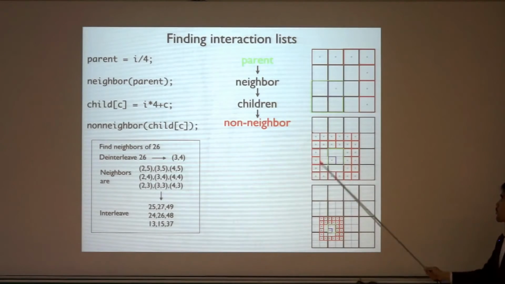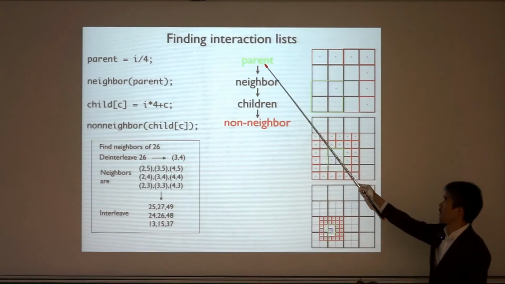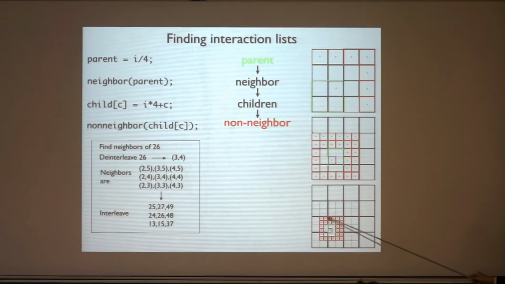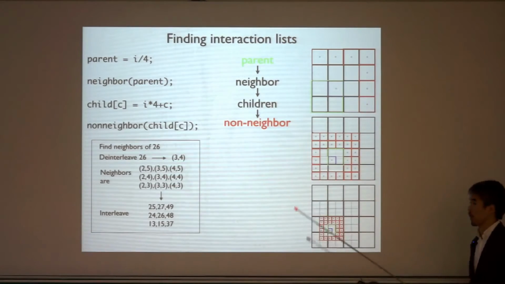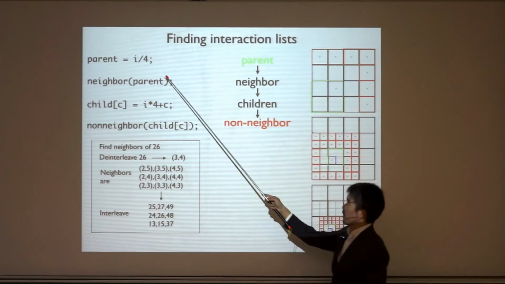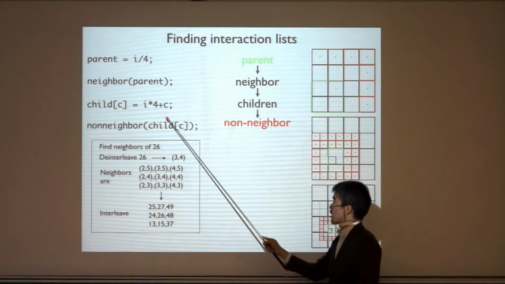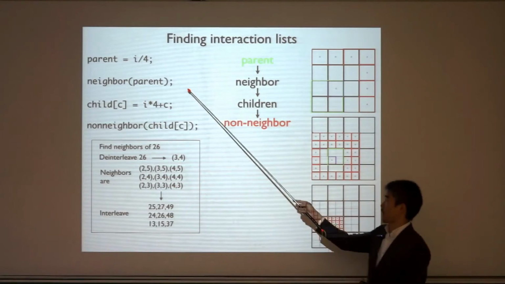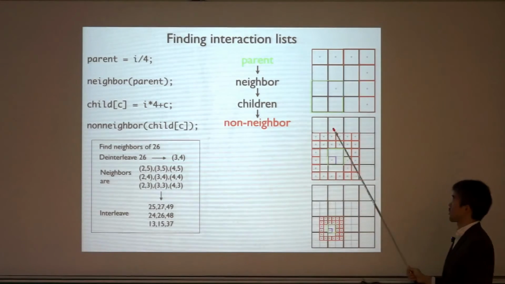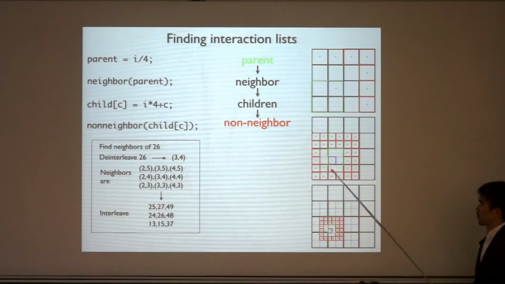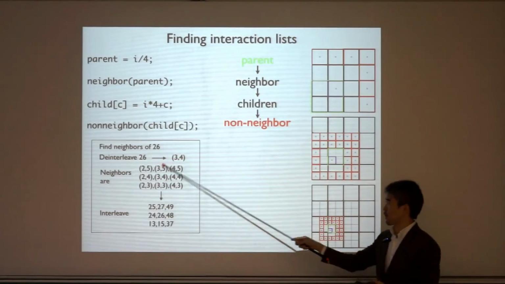And then if you do this operation, parent, neighbor, child, non-neighbor, again and again, then you can get all these red boxes that are needed for each blue box. And since all of this can be done by manipulating the index, you can just do a lot of operations on the index to find your parent, your neighbor, your child, your non-neighbors. So everything is done by comparing integers here.